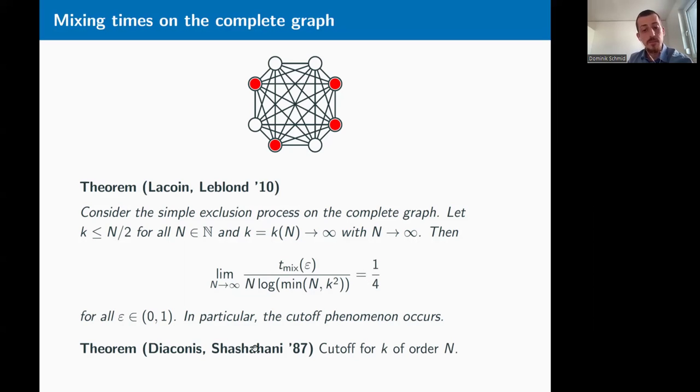And again, proving this result in the case where k is of order n already goes back to the 80s, due to Diaconis and Shahshahani. Let me say at this point that this is a model which you can equivalently think of as the so-called Bernoulli-Laplace urn. So this is in fact equivalent to the simple exclusion process on the complete graph when talking about mixing times here.